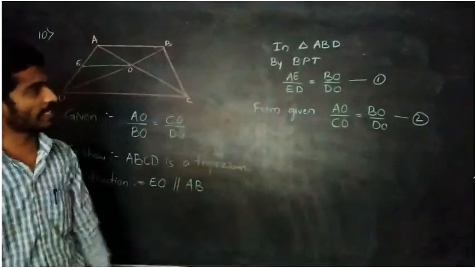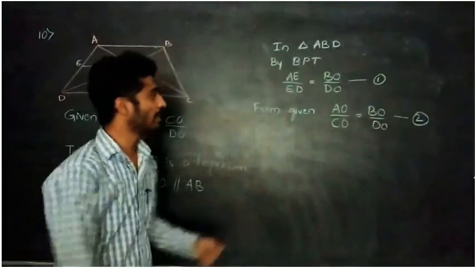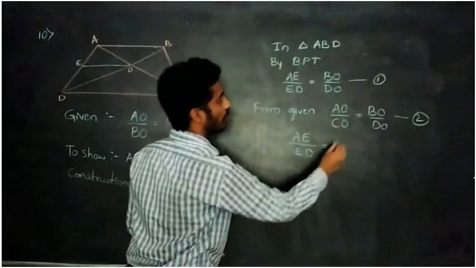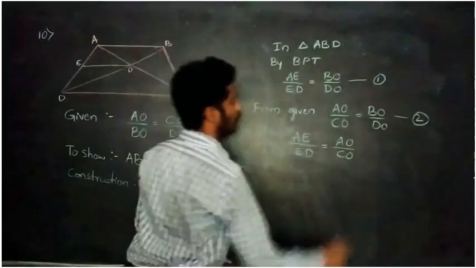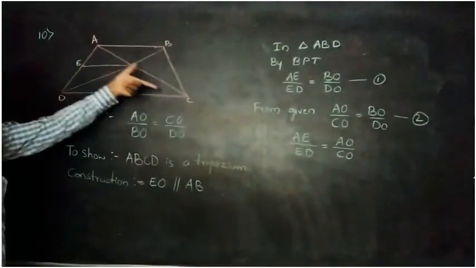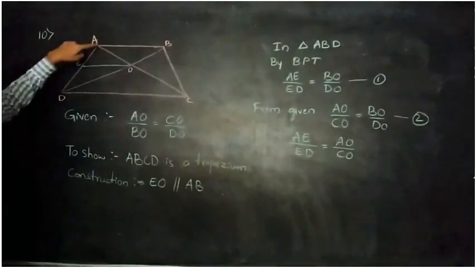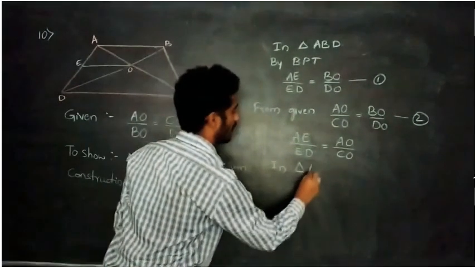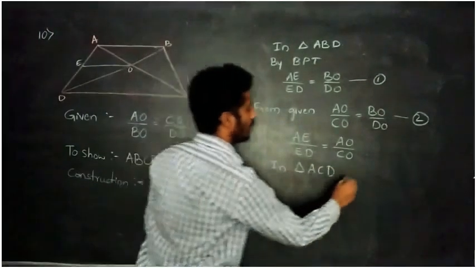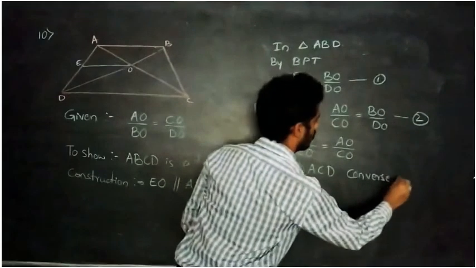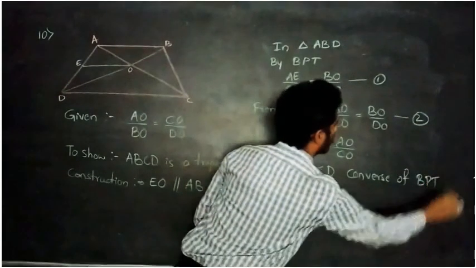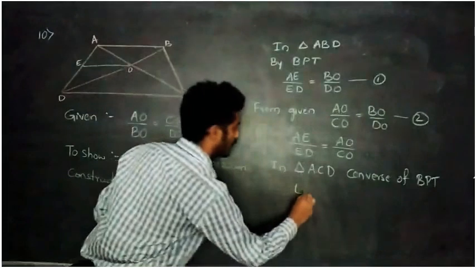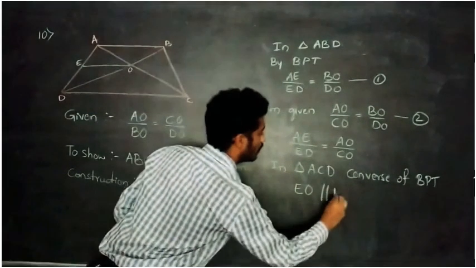From 1 and 2, what similar things are we getting? BO by DO. Then AE divided by ED equals AO divided by CO. So in triangle ACD, by the converse of BPT, what are the parallel sides? EO is parallel to DC.